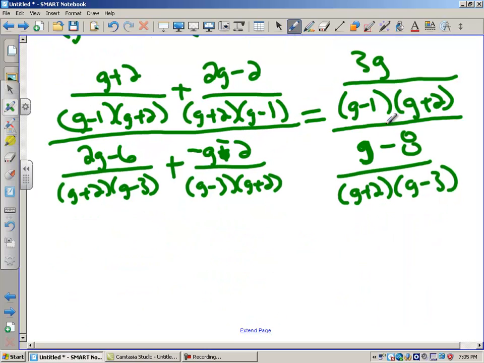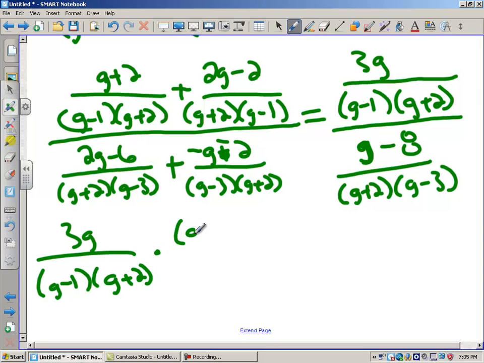Okay, so now I'm going to take this bottom fraction and flip it over and multiply. So we're going to have 3g over g minus 1, g plus 2, and then times g plus 2, g minus 3, over g minus 8.